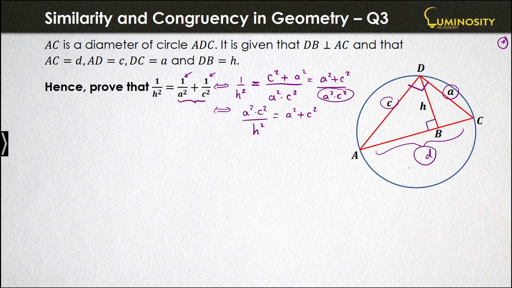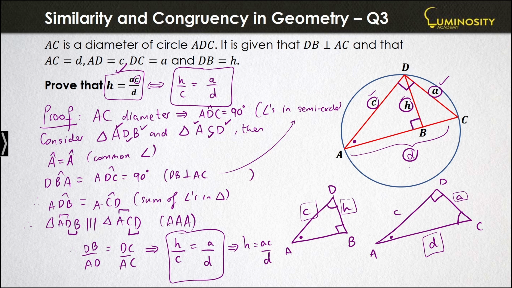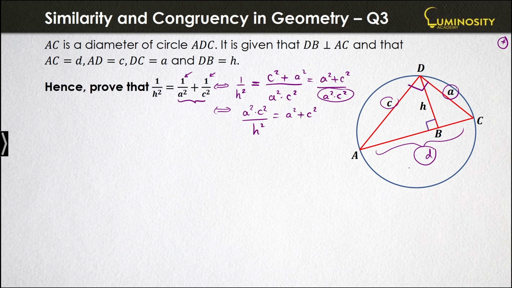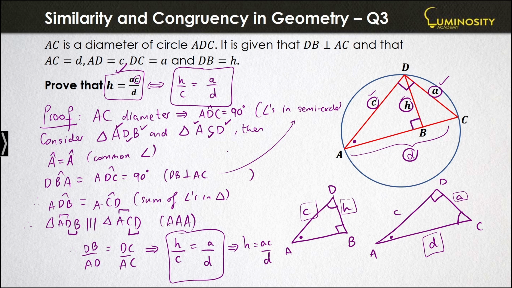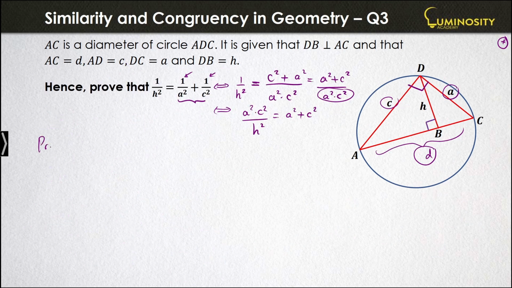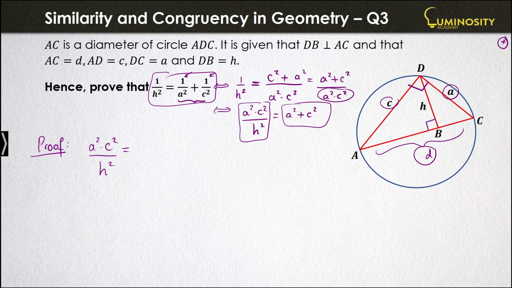And then this a times c over h, where does that look familiar? Well, look at the previous question. We have h equals ac over d. So let's go ahead and prove this. If I write this expression out, a squared times c squared over h squared, and simplify it, if I get a squared plus c squared, then we're done. So what I've done is algebraically manipulate this equality to show that it's equivalent to showing this equality. So if we can show this equality, then we are done.